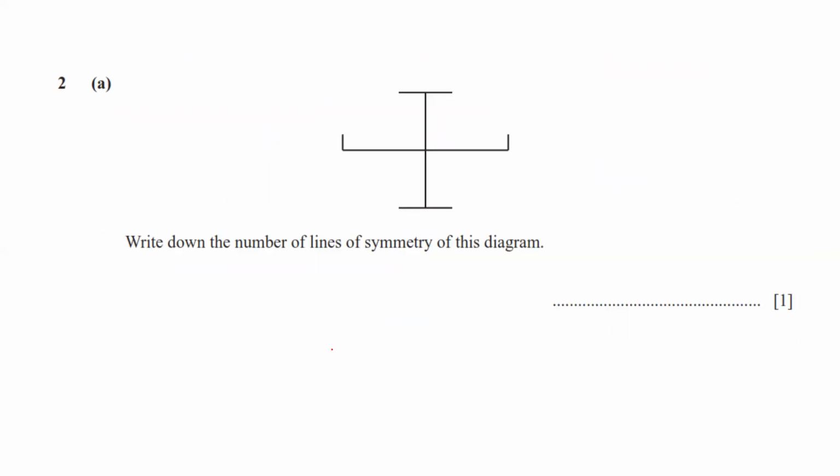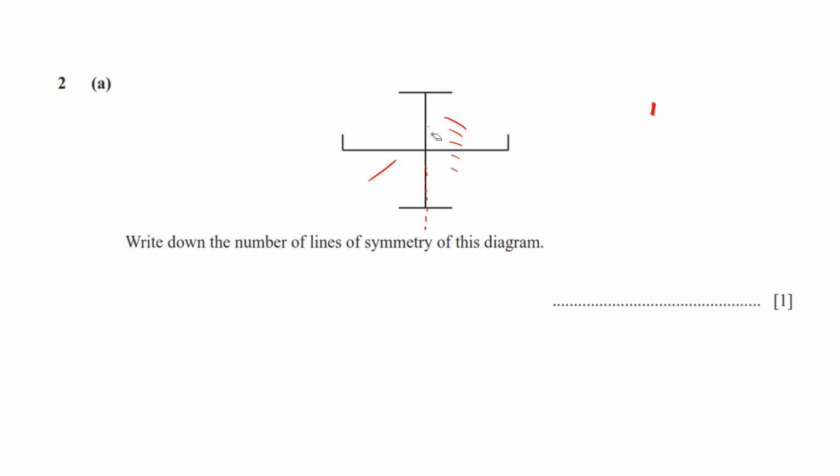Next question, question 2A. It says write down the number of lines of symmetry of this diagram. With lines of symmetry, if a line acts as a mirror, one side is the mirror image of the other side. For example, if I draw a line of symmetry like this, the right hand side is a mirror image of everything on the left hand side. So we have one line of symmetry.